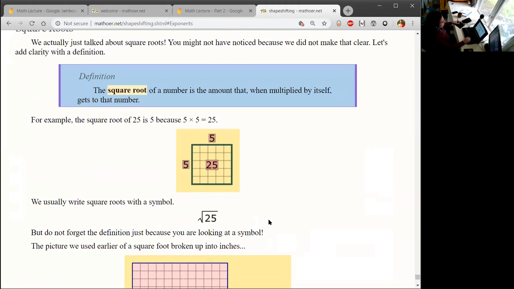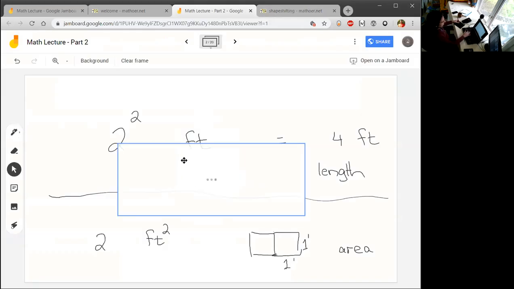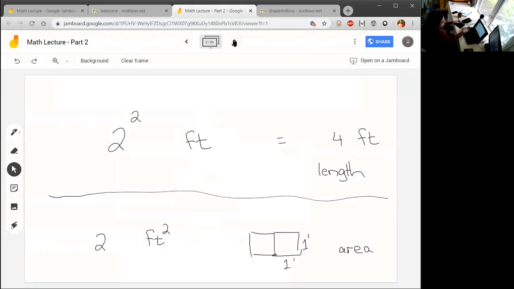Okay. A square root relates to what we just did. The square root of a number is the amount that if we multiplied it by itself, we'd get back to that first number. So the square root of 25 is 5, because when I draw the picture, if I have a side of length 5, the square has 25 little squares in it. Similarly, next slide.